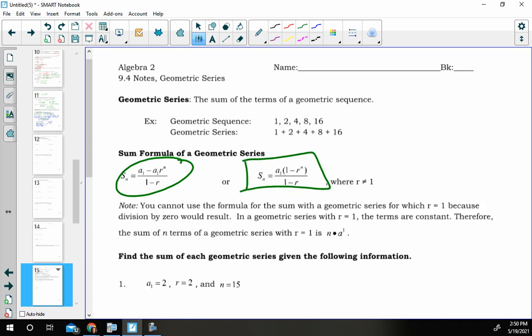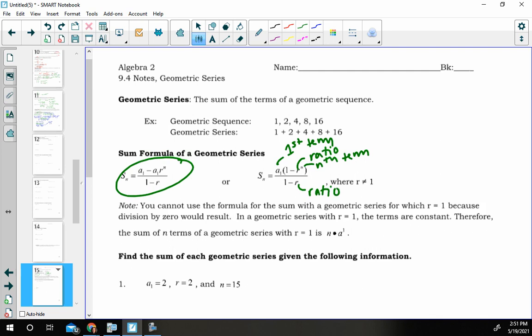Okay, so when we're in this, the a sub 1 is the first term. The r is the ratio, or the rate you multiply by. n is your nth term. r is the ratio again.